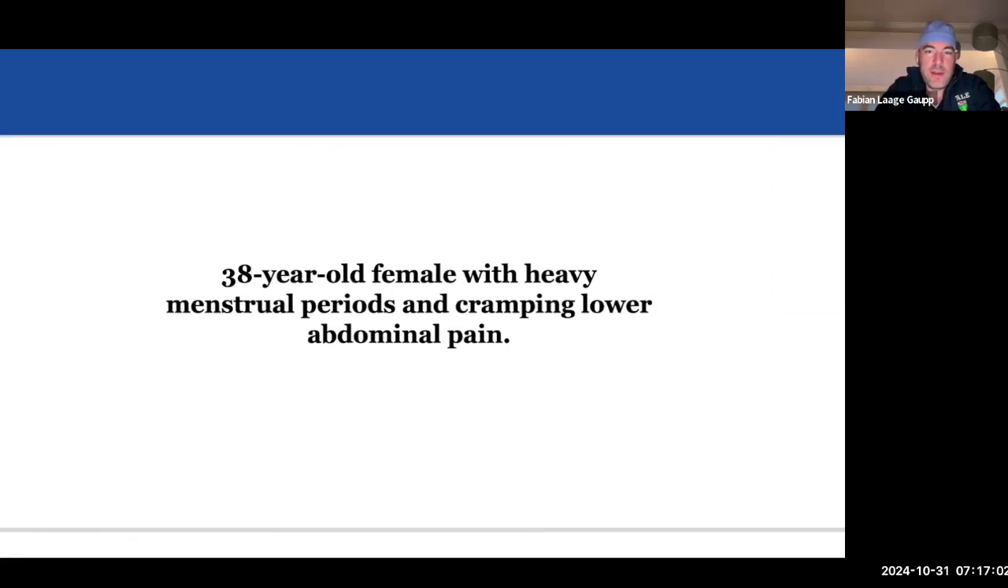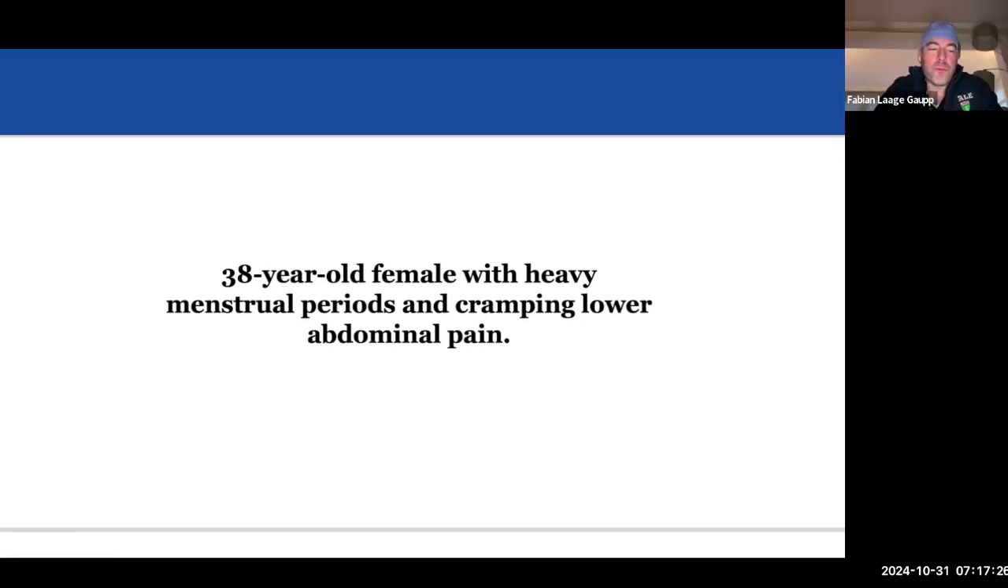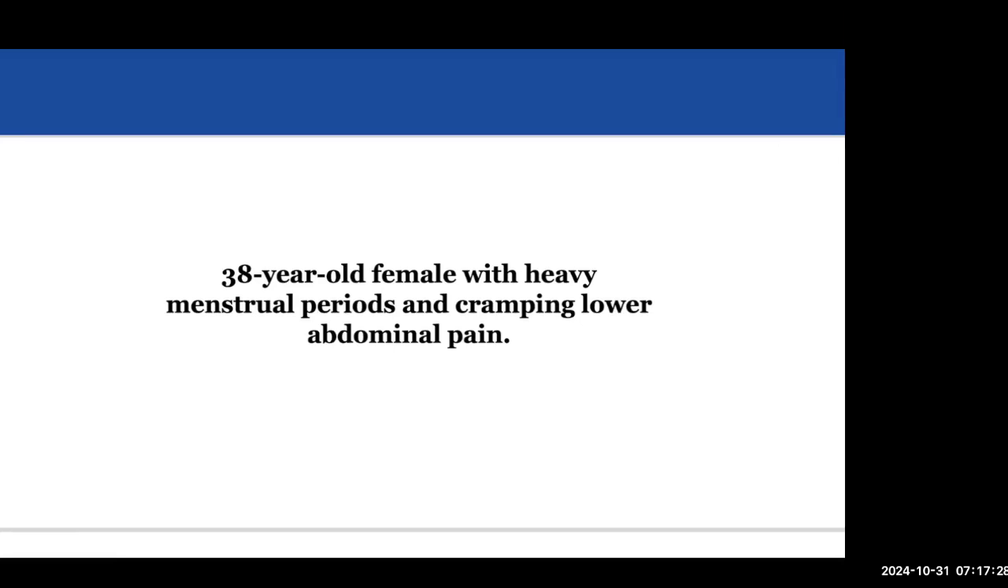Now we have a 38-year-old female with heavy menstrual periods and cramping lower abdominal pain. What do you think when you hear that? From the history, I think this patient has signs and symptoms of uterine fibroids. Exactly. And then what do you usually do for the workup of these?